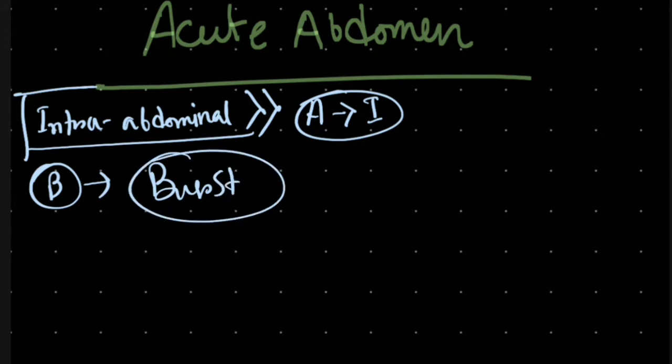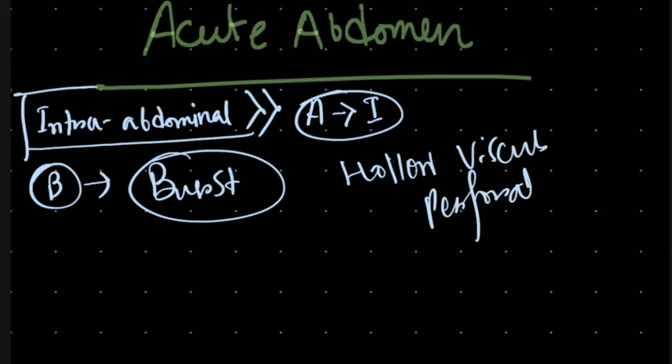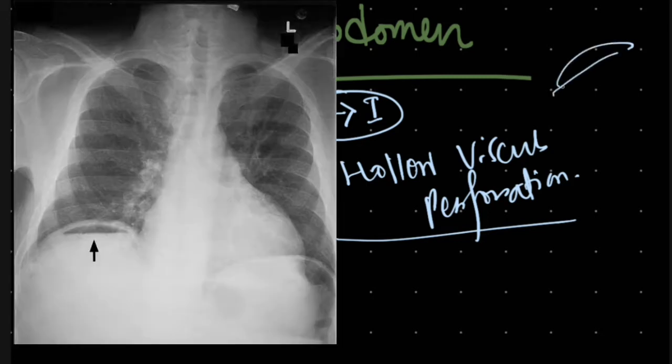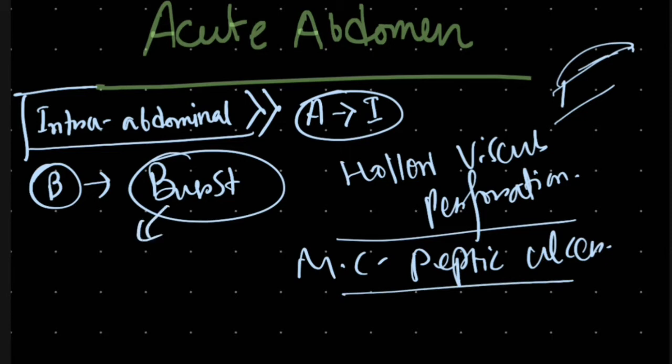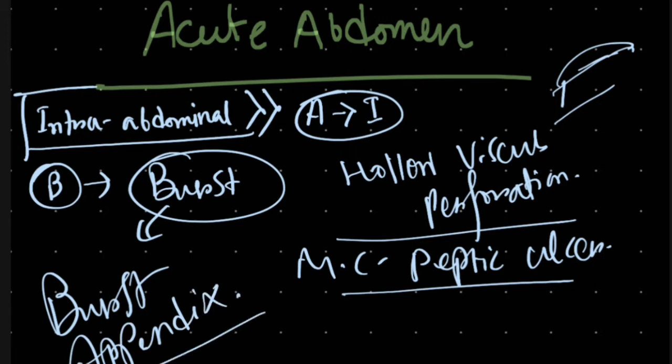You have to remember B for burst, and by the word burst we mean perforation. If there is any hollow viscus perforation, which you can easily identify in an erect abdomen X-ray, you will see gas under diaphragm sign. The most common cause for this hollow viscus perforation is peptic ulcer. You can remember burst can occur due to appendicitis also. It can cause burst appendix, which can also present as acute abdomen.